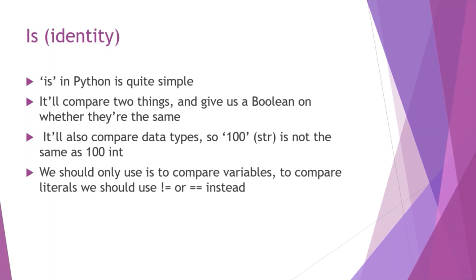We should only use "is" to compare variables. To compare literals, we should just use == or != instead. And basically not equal to and equal to. So this print(100 == 100) would actually give us true.